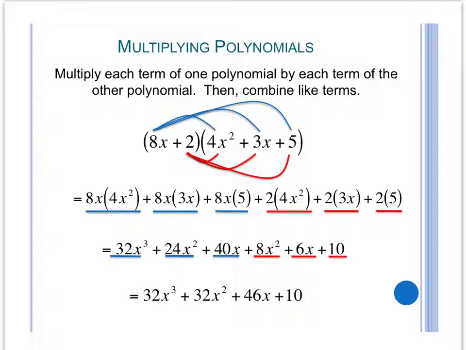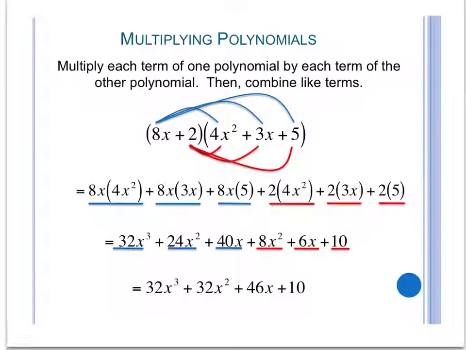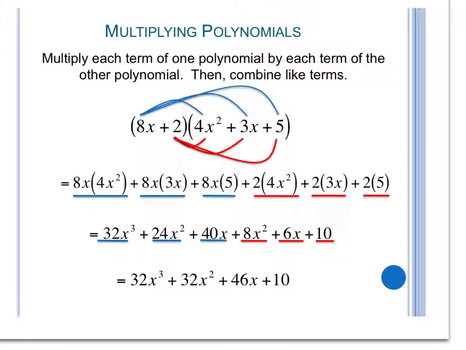Finally, let's look at multiplying polynomials. When multiplying polynomials, you must multiply each term of one polynomial by each term of the other polynomial, and then you combine the like terms in order to create the simplest form of the polynomial. So here we see that we have 8x that is being distributed into each term of the second polynomial, and then the other term in that first polynomial being distributed into each term of the second polynomial.